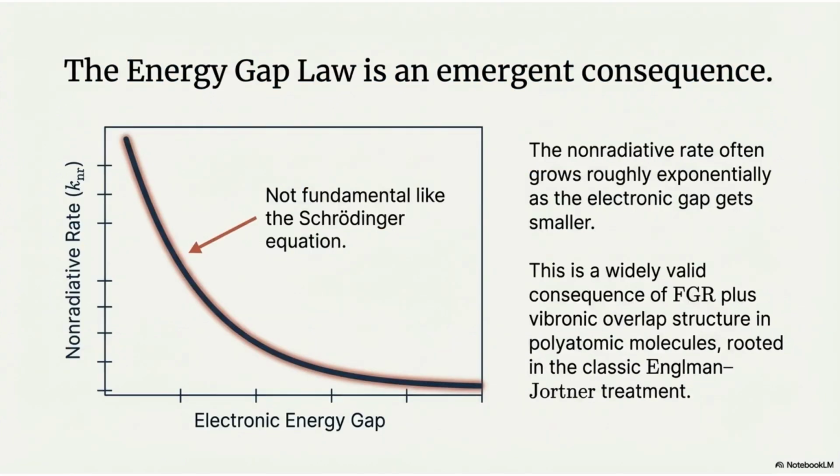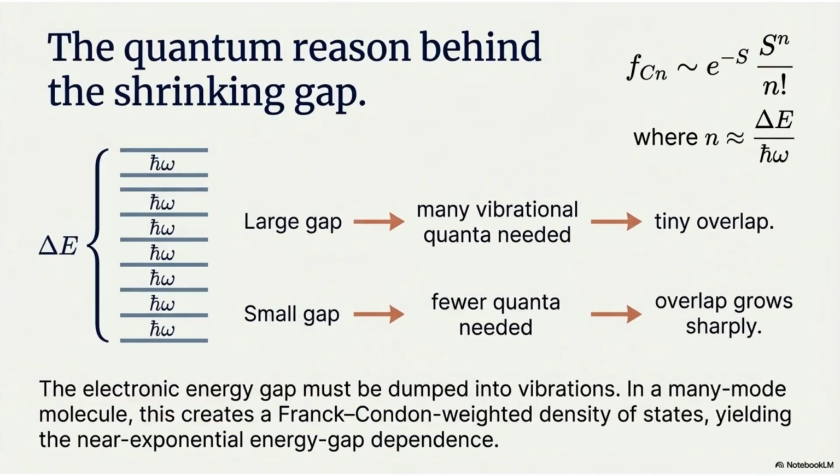The non-radiative rate grows roughly exponentially as the electronic gap gets smaller. This is a consequence of FGR plus vibronic overlap structure in polyatomic molecules. The quantum reason behind the shrinking gap is that the electronic energy gap must be dumped into vibrations. A smaller gap needs fewer vibrational quanta, leading to a larger overlap and higher decay rate.